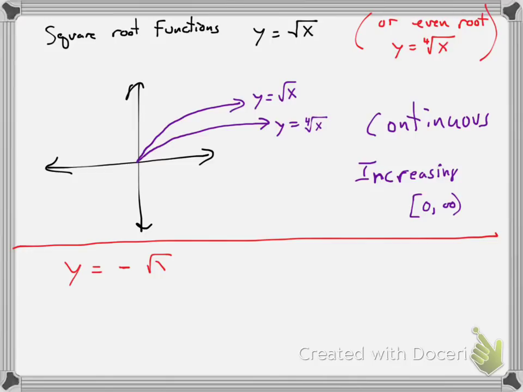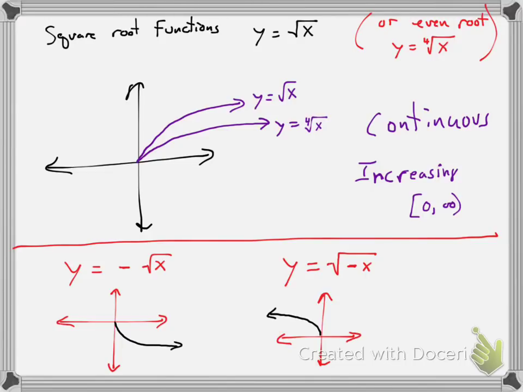Both of these are continuous. Both of these are increasing from 0 to infinity. We want to talk about domain from 0 to infinity. Range from 0 to infinity. If we put a negative out front on these, it flips it across the x-axis. Okay, if we put the negative on the inside, it flips it across the y-axis. That's a very important tool to remember, where the negatives go, how it affects the graph. So make sure you're paying attention to that.